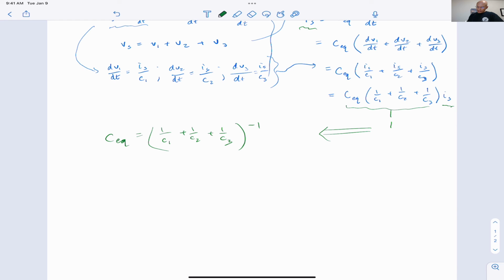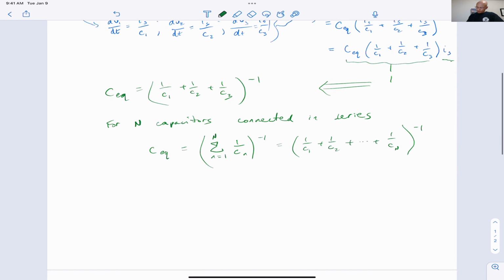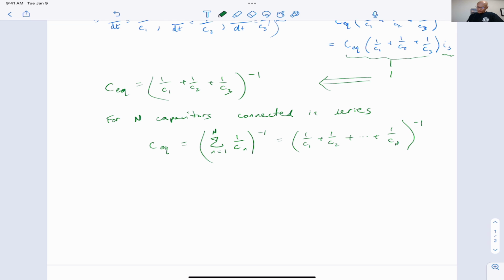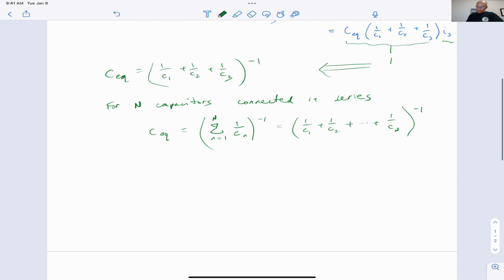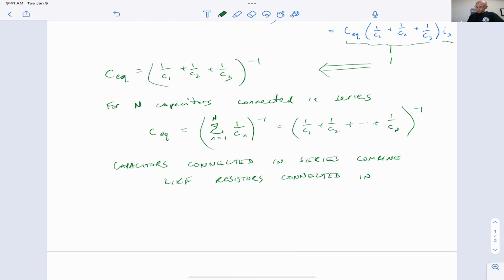And we can generalize this for n capacitors connected in series. We have this equation, and we just note that capacitors connected in series combine like resistors connected in parallel.